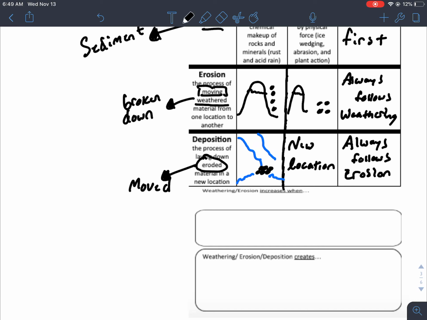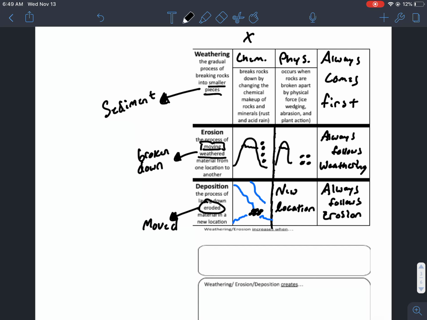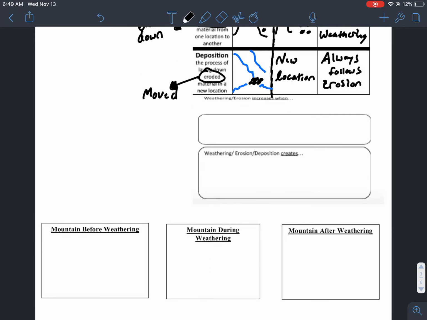Erosion. Okay. To review what we just talked about, weathering is breaking down rocks into sediment, erosion is moving that sediment to a new location, and deposition is taking that stuff that's been moved and putting it in a new location. Okay, those are our three key terms. Now we just need to talk about a few examples, all right?